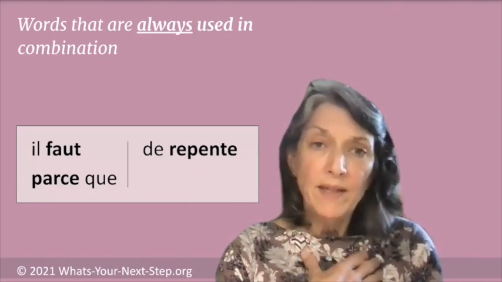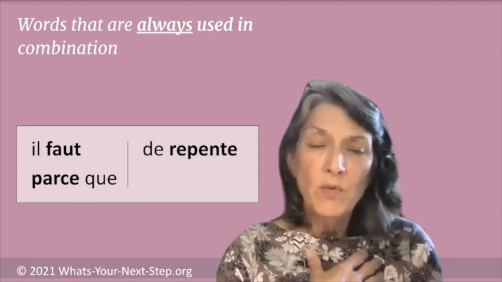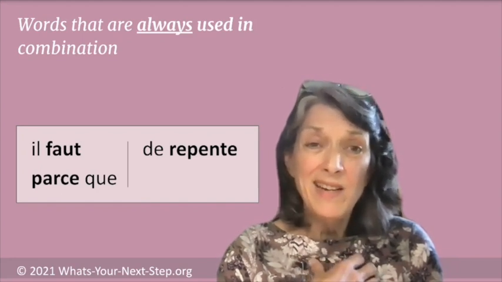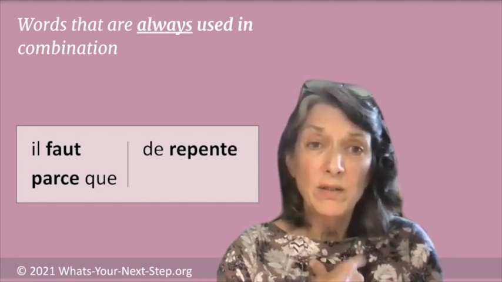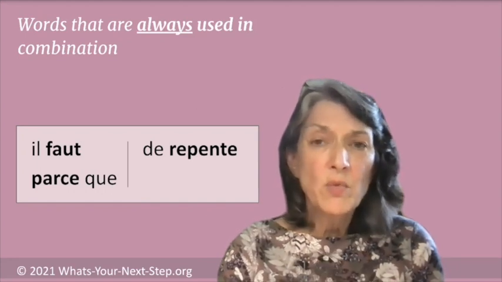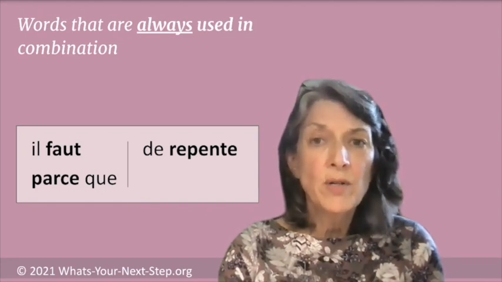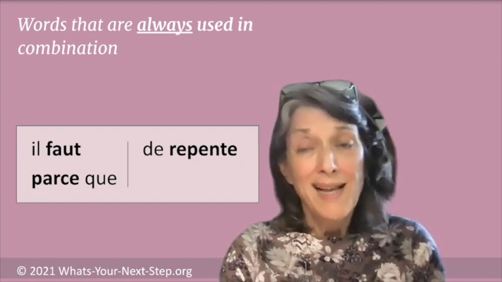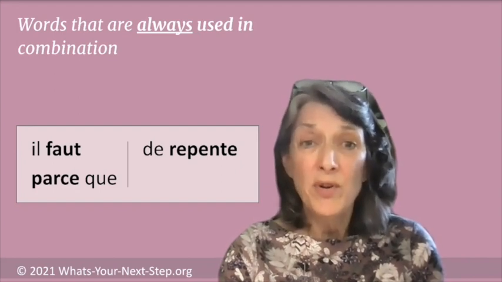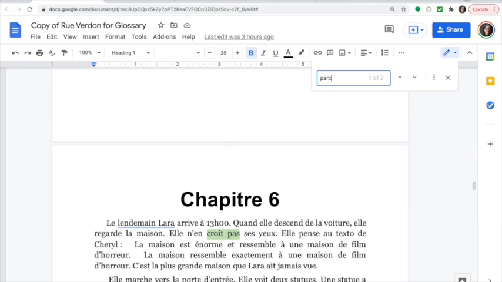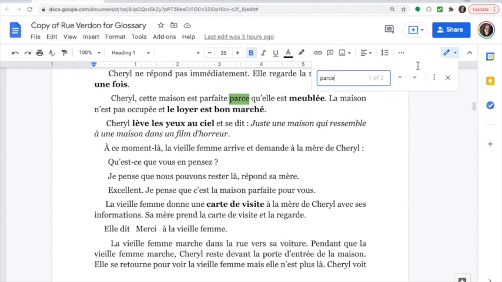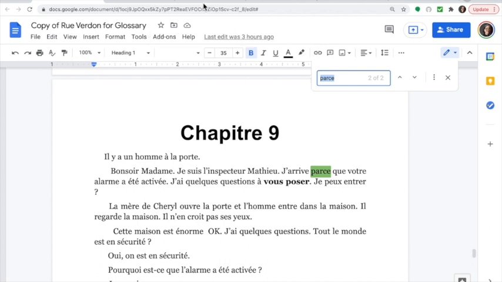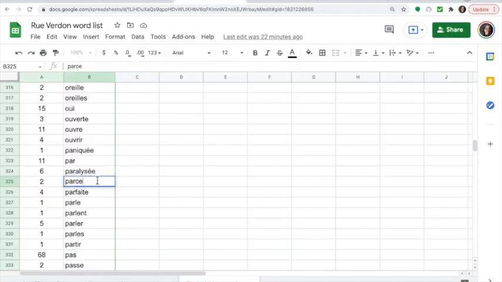Expressions like de repente in Spanish, or il faut, or parce que in French, have words that you never see in any other combination. Repente, faut, parce. So those are words that we consider required combinations. For example, with parce, I'm pretty sure it only ever occurs with que. But just to make sure, I search the text. And I find that it does occur with que and also with QU apostrophe, the abbreviation for que.